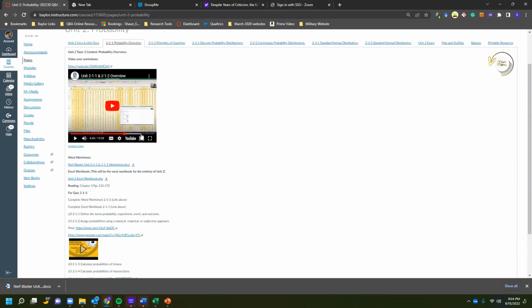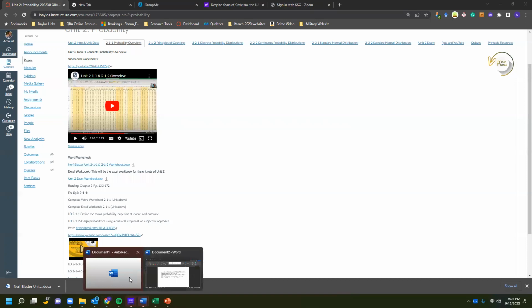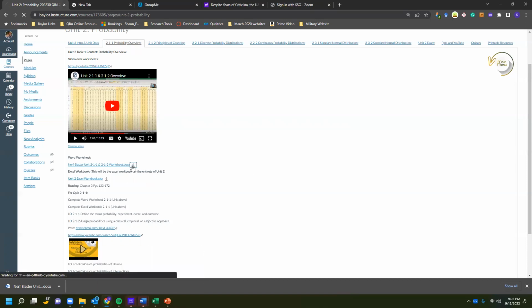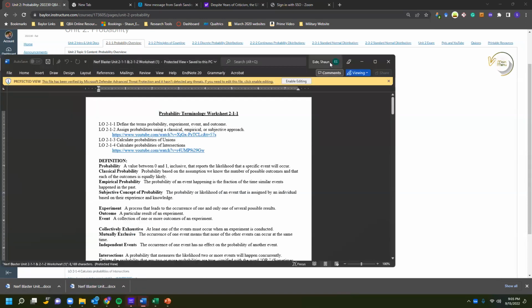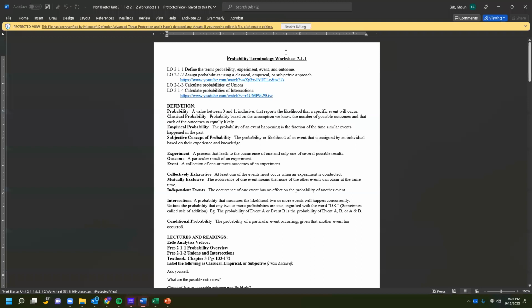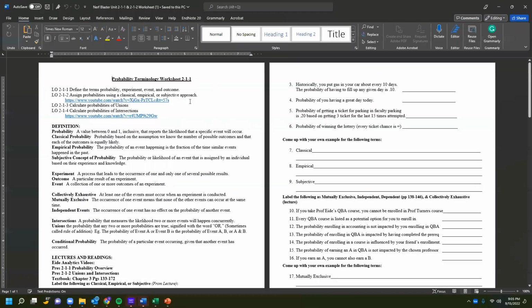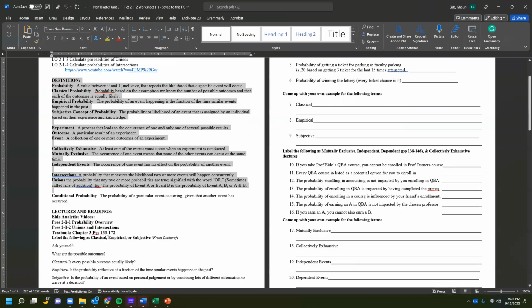And so just as you go throughout here, it covers all of the 2-1-1 and 2-1-2 stuff in Excel, as well as a quick overview of some of the Word stuff. But this is going to be just over the 2-1-1 Word worksheet. So I'm going to go ahead and open that up. I'm going to download it, and let's open it, and we're going to enable editing. Okay, and so we've got all these wonderful definitions right up at the front.